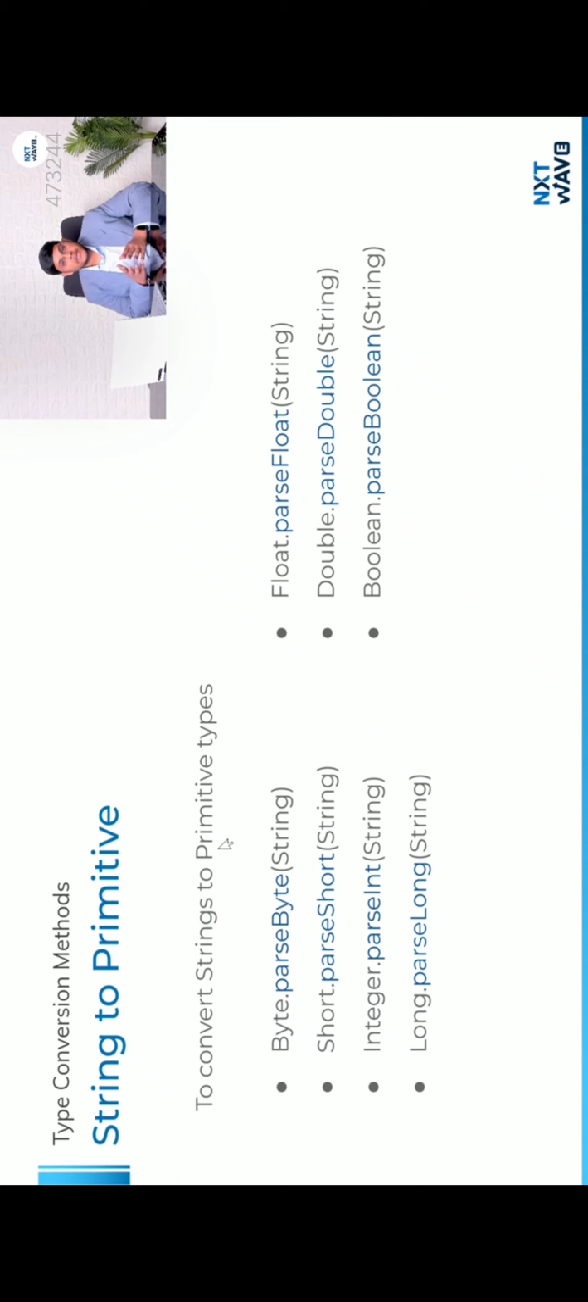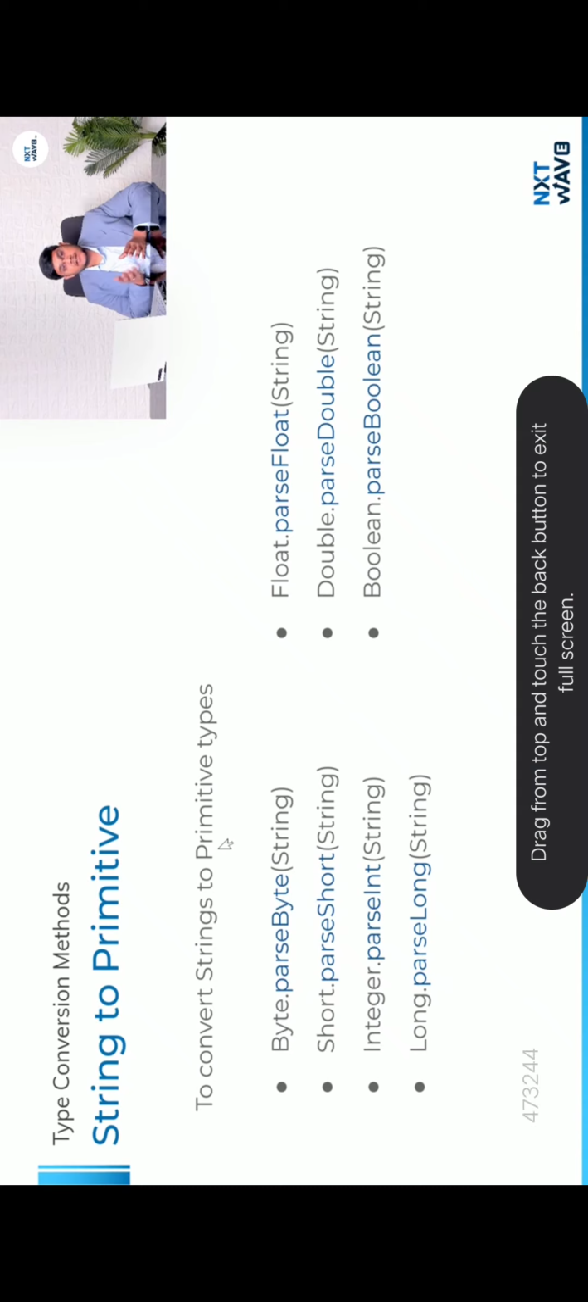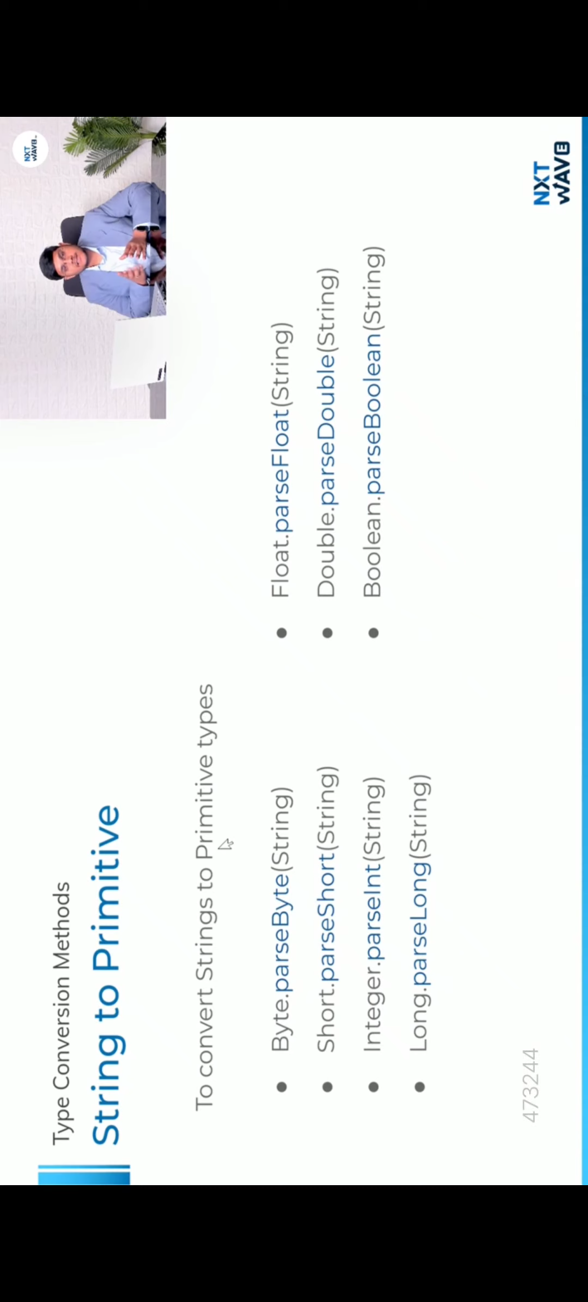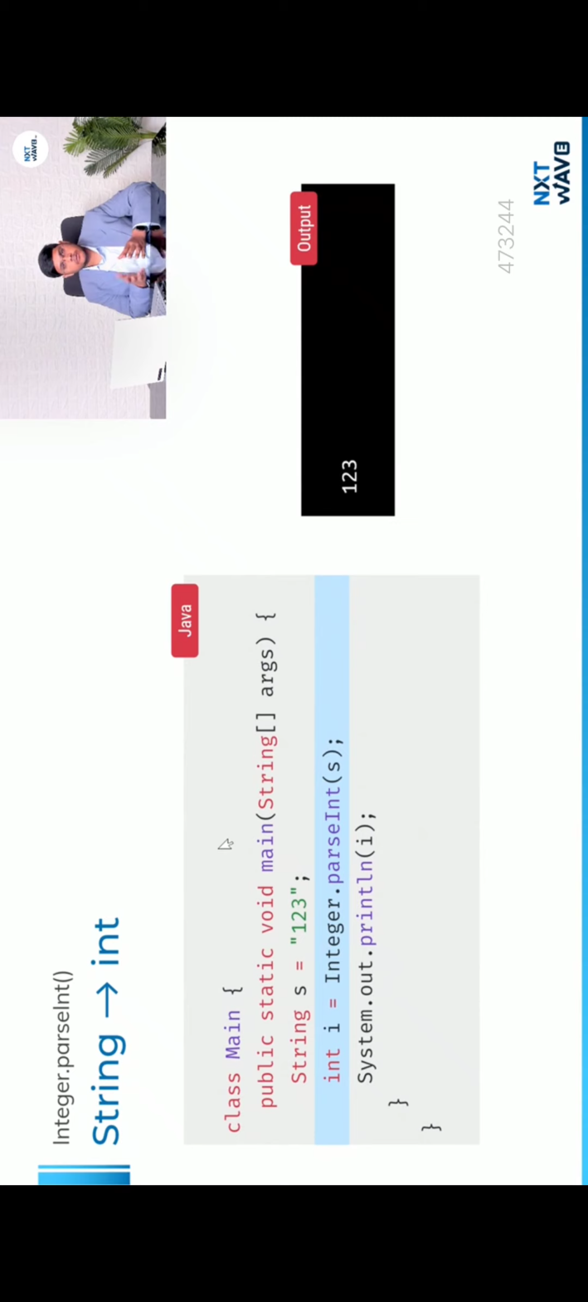Similarly, we have methods to convert strings to primitive data types. We have Byte.parseByte(string), Short.parseShort(string), Integer.parseInt(string), Long.parseLong(string). In all such cases, the string will get converted to primitive data types. So far we have seen primitive data types being converted to string. Now we are looking at strings being converted to primitive data types. Now let's look at them through a few examples.